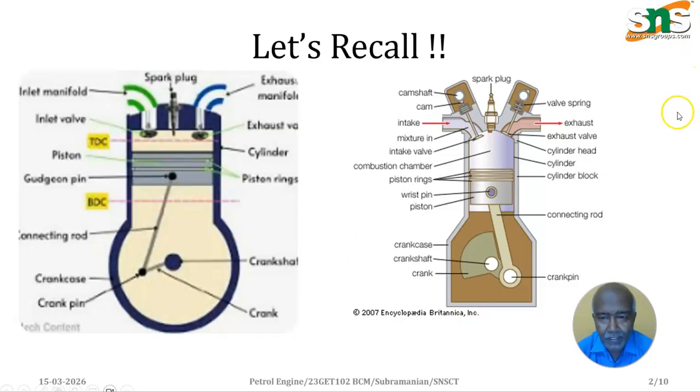If you see the petrol engine, it must have the spark plug. The main point is the spark plug. There must also be a camshaft and a cam. Now the valve springs will be located on both sides. This is known as the inlet valve, and this is known as the exhaust valve. In petrol engines, the fuel mixture will enter into the cylinder through the intake port.